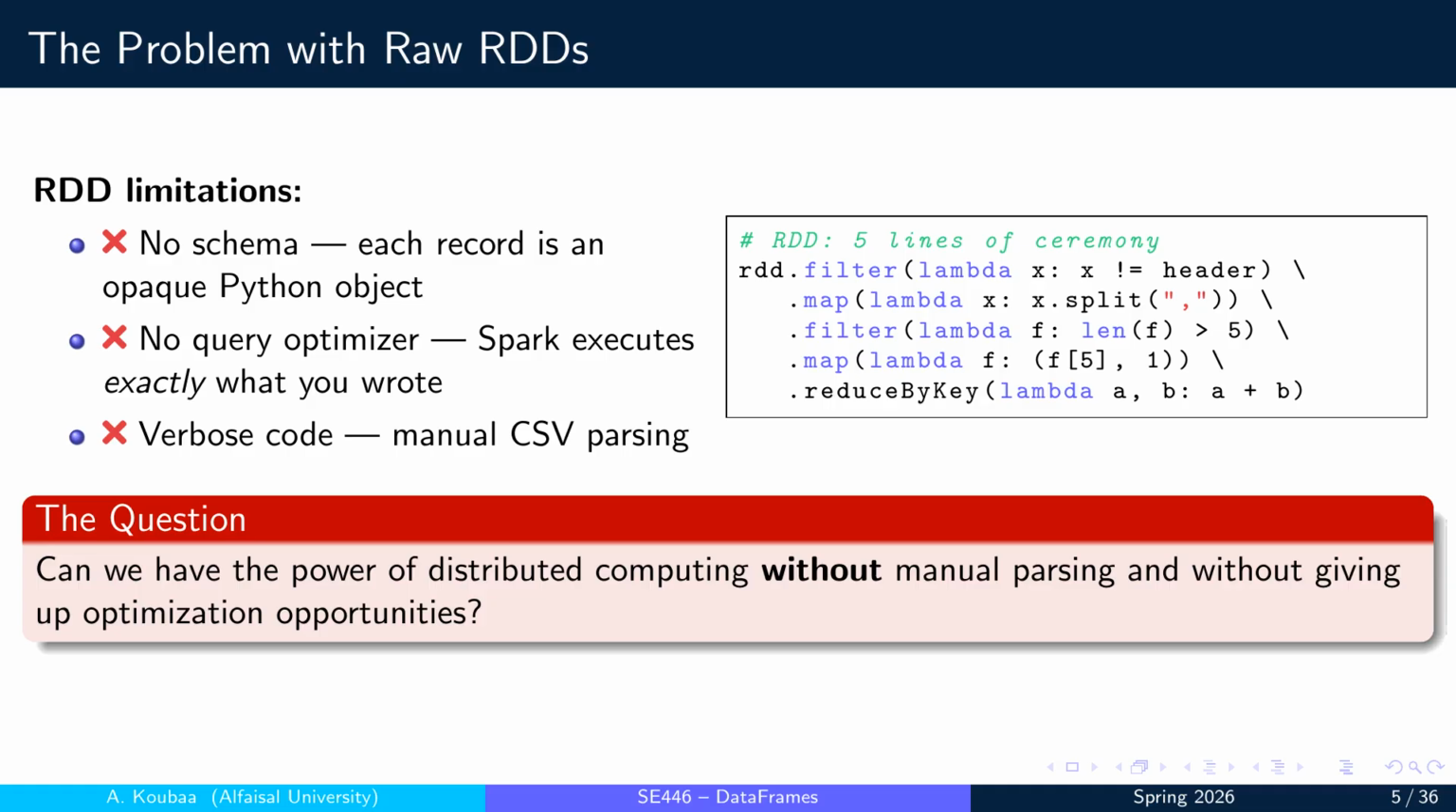First, Spark has no schema information. For Spark, each record is just an opaque Python object, a list of strings in this case. Second, because it doesn't understand the structure or your intent, there is no query optimizer. Spark simply executes your code exactly as written. And third, this manual parsing is verbose and error-prone. This brings us to the central question. Can we have the power of distributed computing without these limitations? This is precisely the motivation for the data frame API.